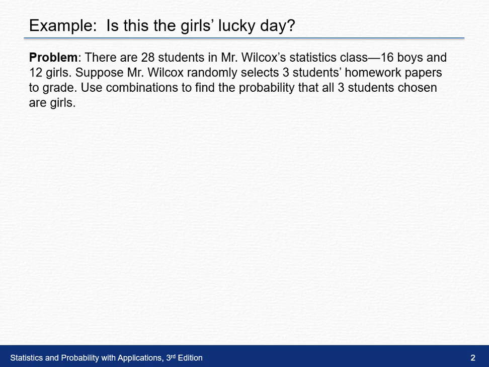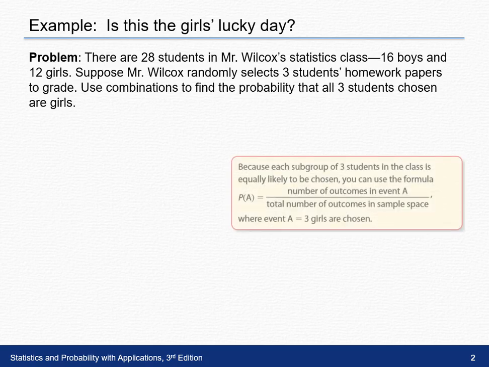So I need to think of this: we're finding a probability, but we're going to be using combinations, and I want all 3 students that are picked to be girls. So when I think about this, I know that I can use the general probability formula because each subgroup of 3 girls in the class is going to be equally likely. I can say, okay, the number of ways we can get 3 girls chosen out of the total number of outcomes in the sample space, or in this class, is what we're going to be looking at here.